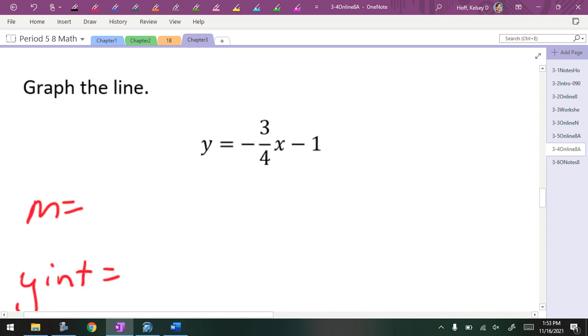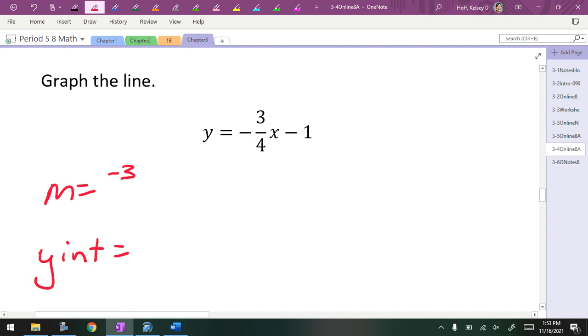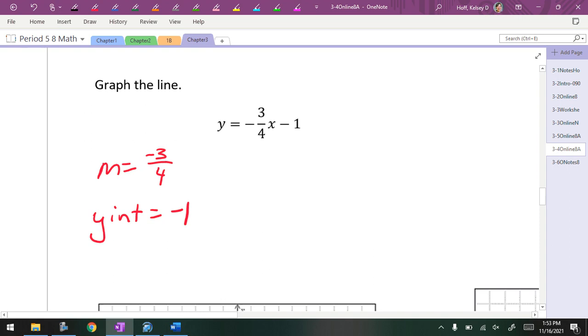Evan, do you know the slope? Careful. -3/4. Sage, you know the y-intercept? -1. Nicely done. My slope is the number in front of the x. My y-intercept is the number that does not have a variable with it. And I like how this is written. Miss Hoff kept saying, put the negative in the top. Put the negative in the top.